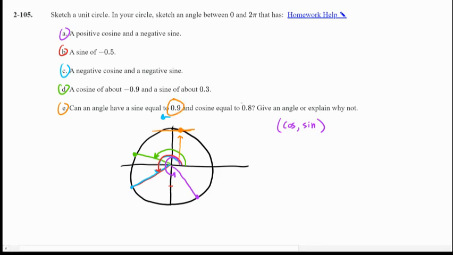So it's impossible to have this happen here because there's a certain ratio between the x and the y values, where as the y value gets bigger, the x value is getting smaller or closer to 0. And as the x value gets bigger, the y value is getting closer to 0. And so that's why this can't be possible.